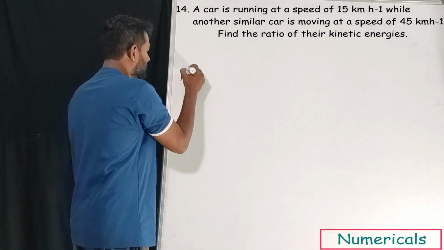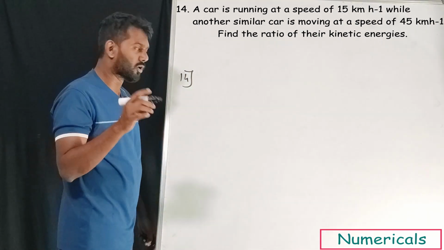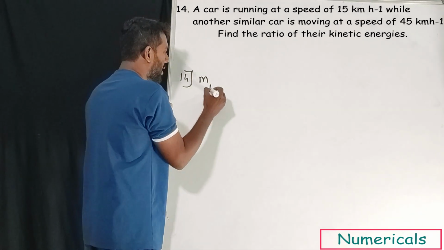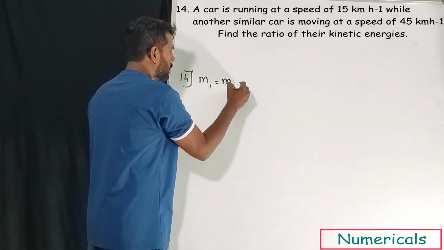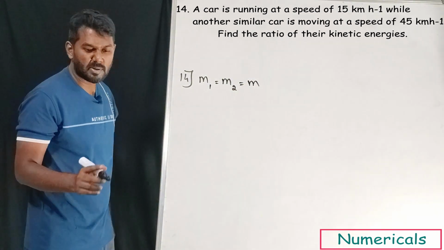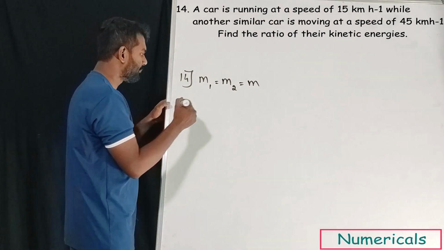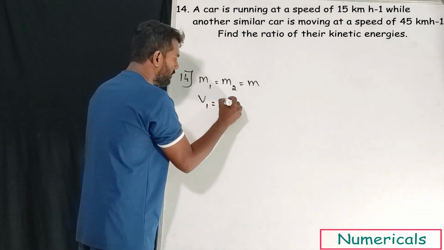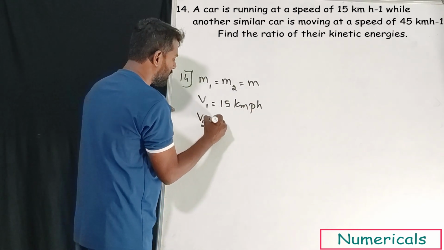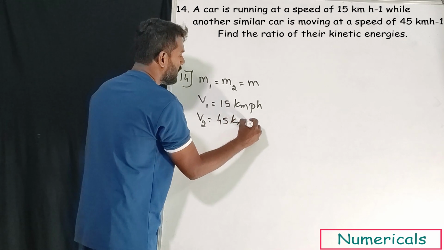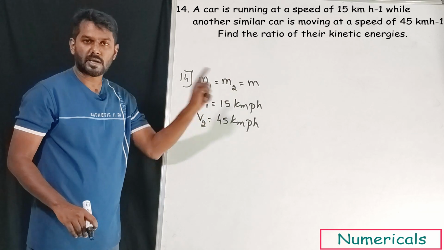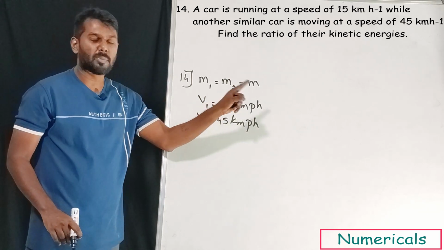Okay. Question number 14. Here we are talking about two cars, and he has mentioned two similar cars, right? So mass 1 and mass 2, the mass of the first car and the mass of the second car, will be equal to m, because he has mentioned it is a similar car. Then v1 is equal to 15 km per hour, okay. Then v2 is equal to 45 km per hour. See, keep one thing in mind. What is the unit of velocity? Meter per second. Or what is the unit of speed? That is meter per second.